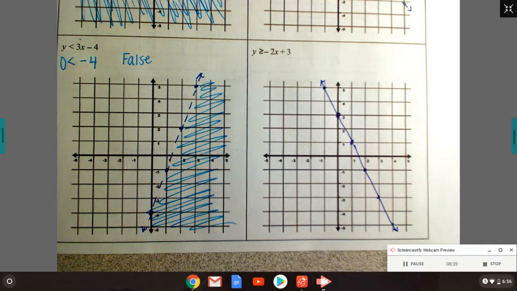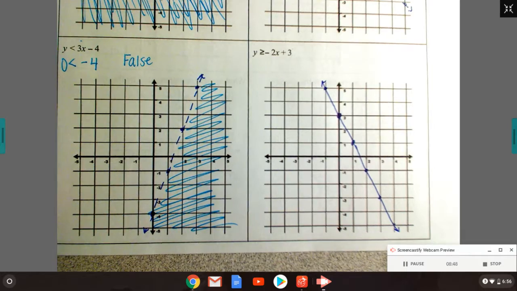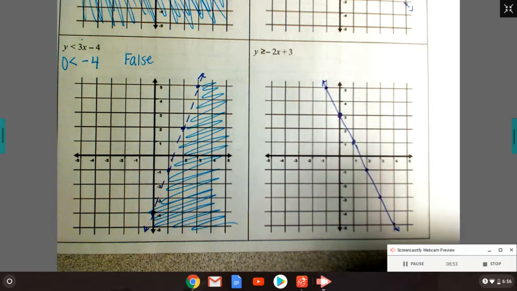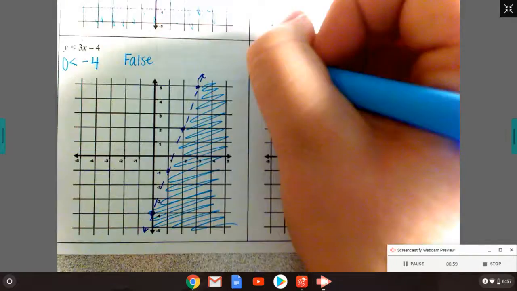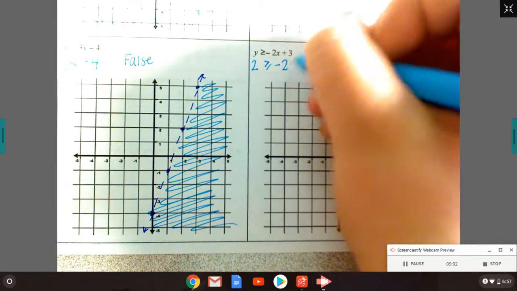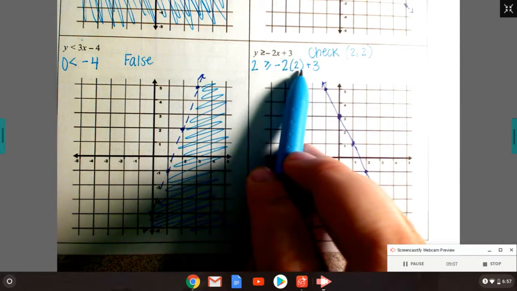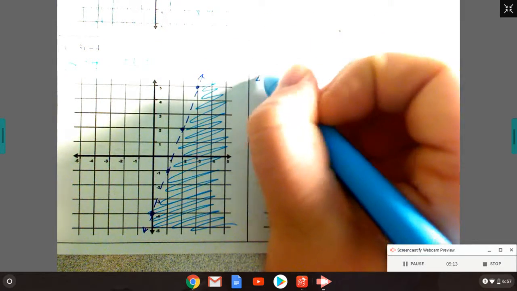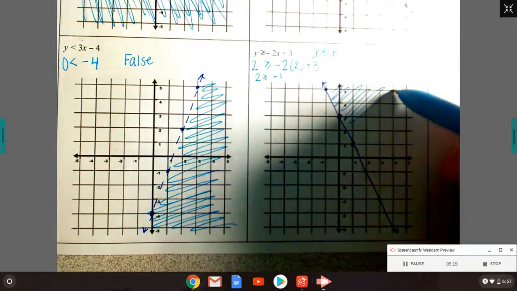0, 0 is available, so we can use that. If we can't use 0, 0, by the way, like in some of your practice problems where the line goes through it, we can pick any other point. Pick an easy point for you. So maybe we'll pick 2, 2, just to try a different one. If we check 2, 2, we have 2 is greater than or equal to negative 2 times 2 plus 3. Some simplifying here: negative 2 times 2 is negative 4, and negative 4 plus 3 is negative 1. So is 2 greater than or equal to negative 1? That's true. So I checked this point over here, and it's true, so I do want to shade that side.